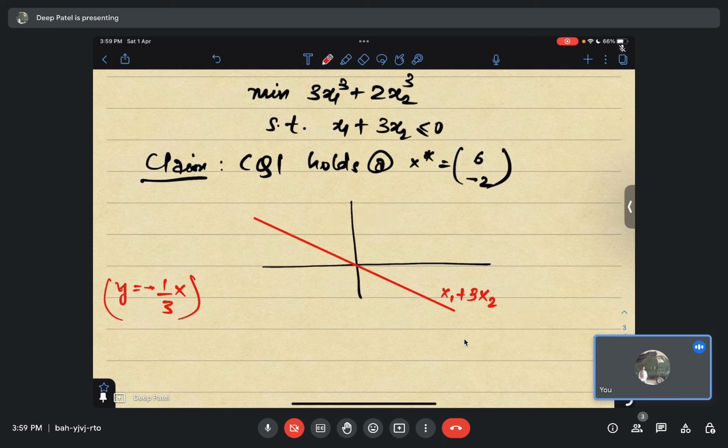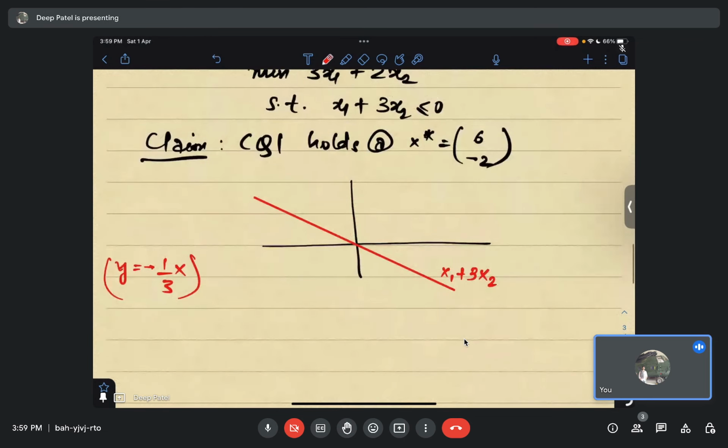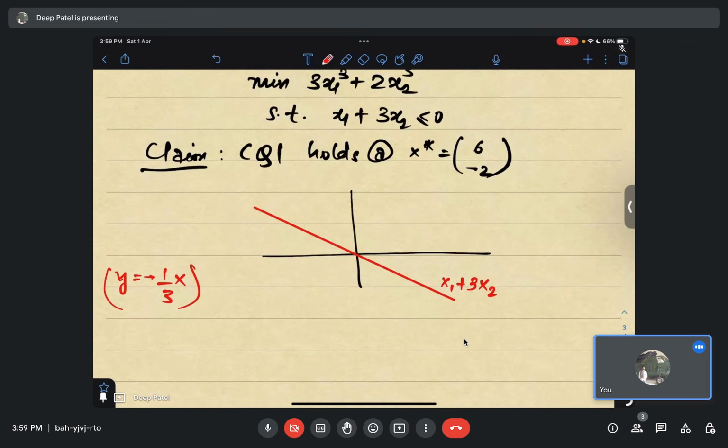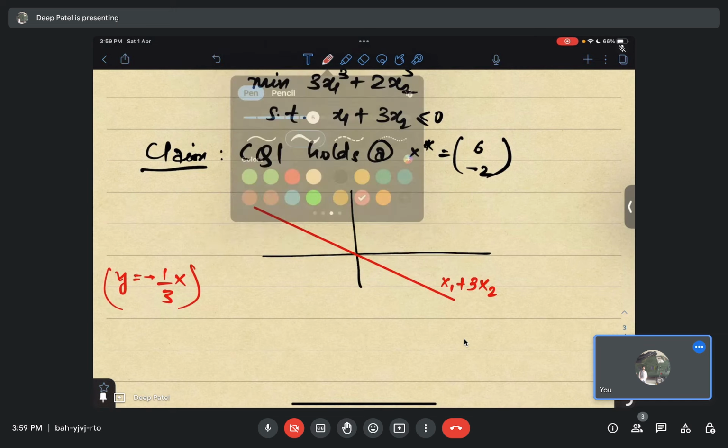So anyway, I was just saying that this is the line, and my concern is this thing exactly less than or equal to 0, which means I am in this region.